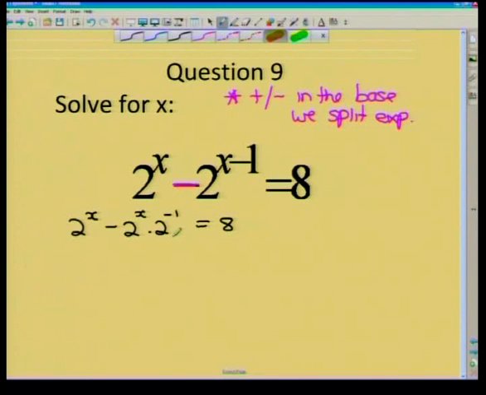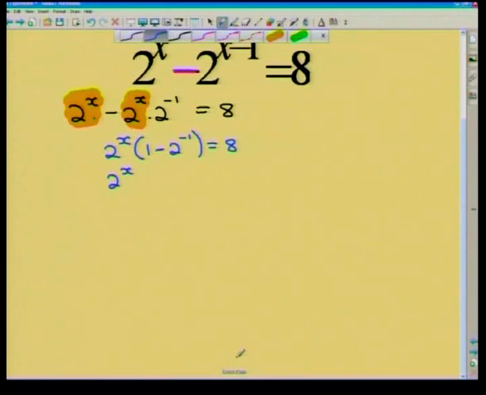This one here, you'd look at it and you say, okay, have I got my x's on one side of the equation? And the answer is yes, I do. And I see that this and this are like terms. And so we could take them out as a common factor. So if I take it out, I'm left with 2 to the x times 1 minus 2 to the minus 1 equals 8. Now this bracket can be simplified. So this becomes 1 minus a half. So 2 to the x, well, 1 minus a half is a half, equals 8.